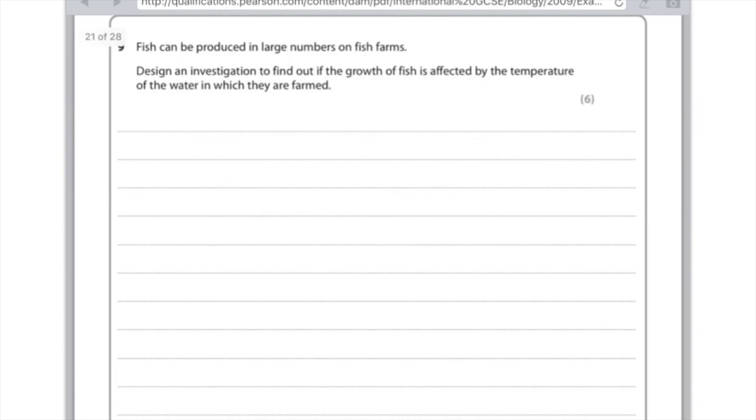You've got lots and lots of controls you need to mention. Obviously, in order to keep it a fair test, you need to use the same species of fish, same size of fish, same age of fish, and also things like same food type that you're feeding them, or the same amount of food, or the same oxygen present, because obviously if you have less oxygen, that will reduce the growth of the fishes, they'll be respiring less. Use the same tank size.